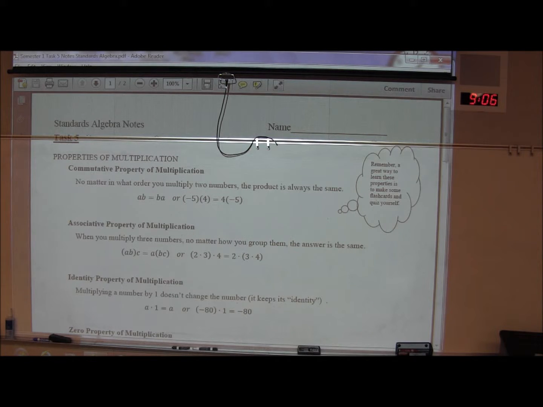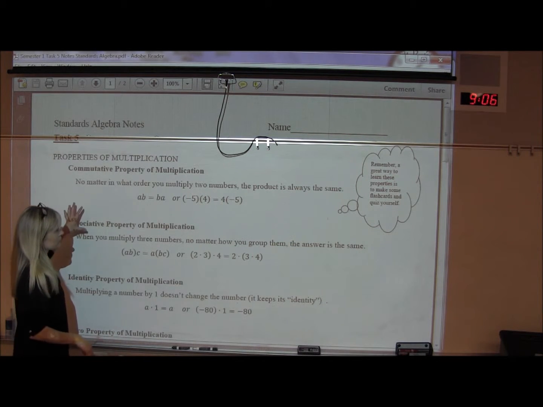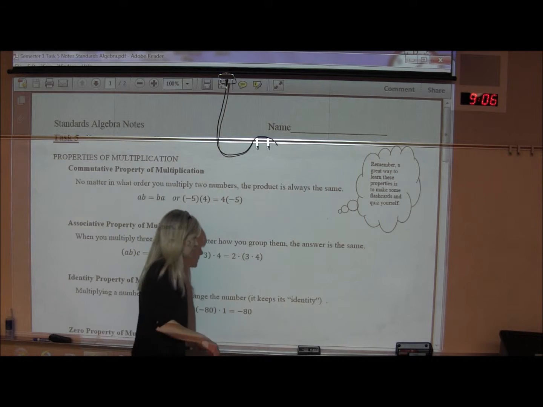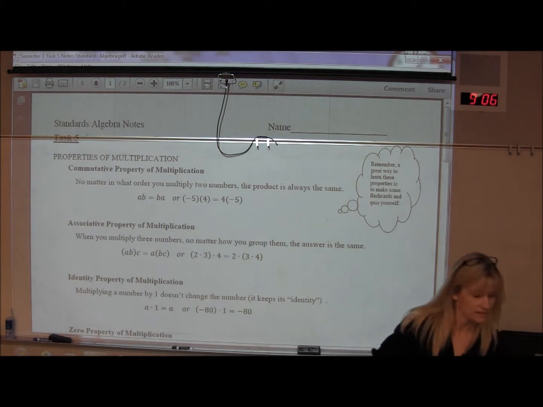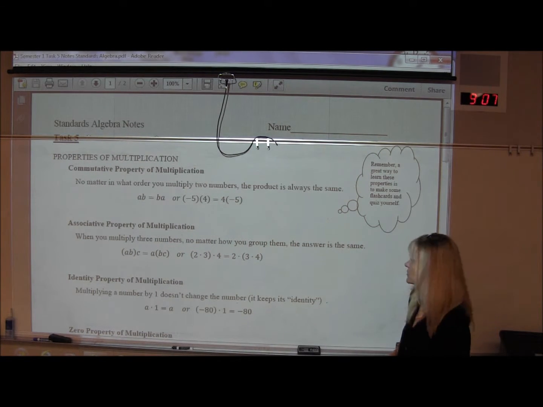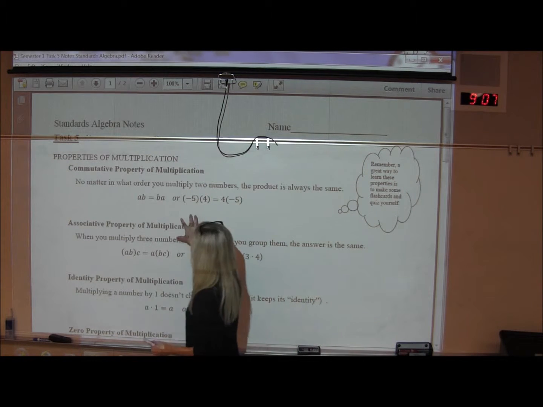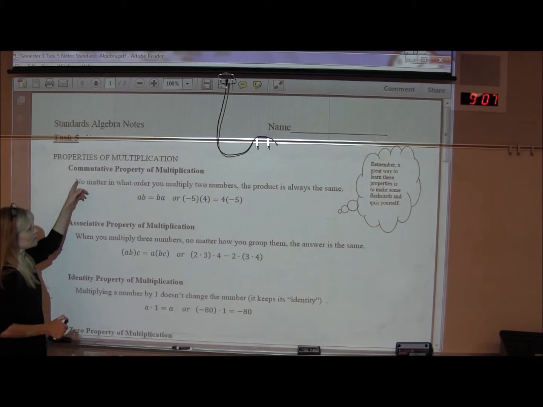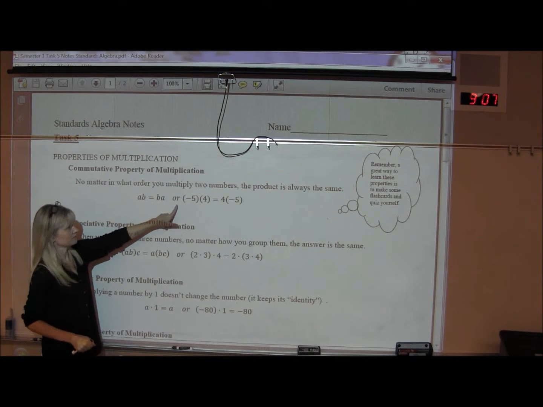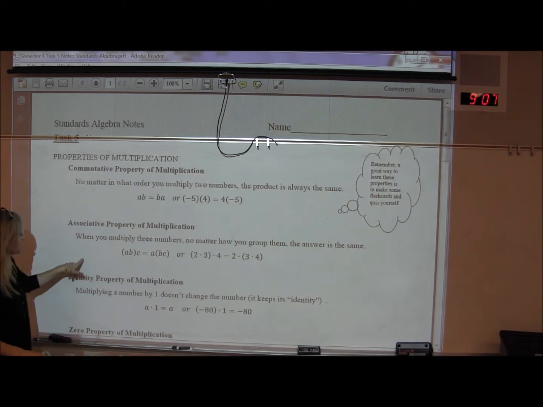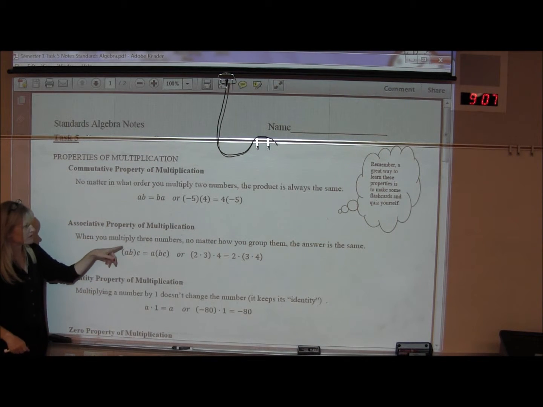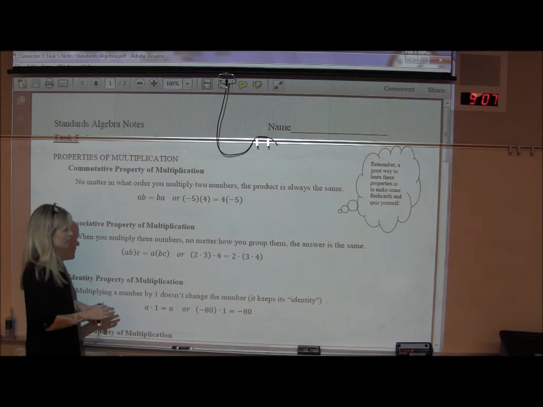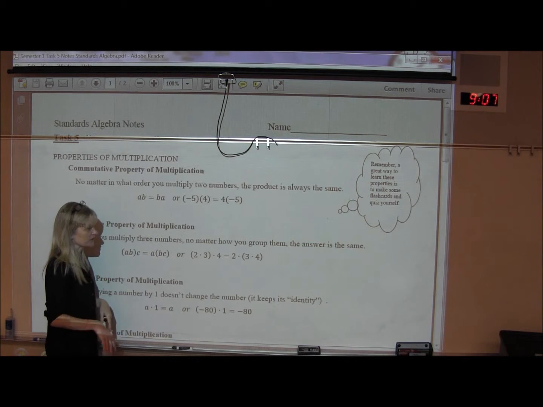So these properties, we've already seen the properties for addition. Now we have the properties for multiplication. Commutative: order doesn't matter. Okay, I'm just going to go through them quickly. The associative property: it doesn't matter how you group them, just like with addition.